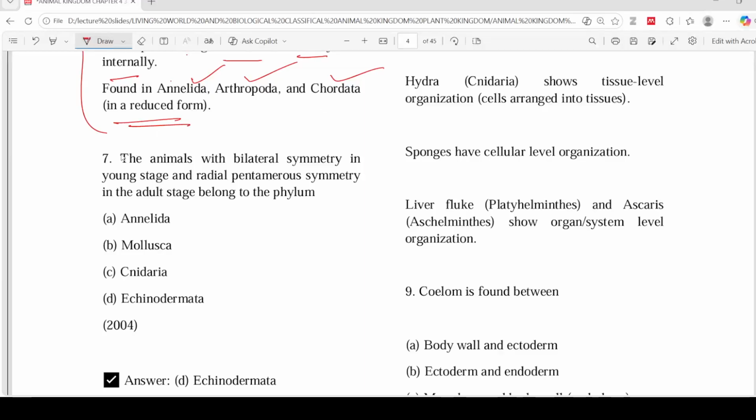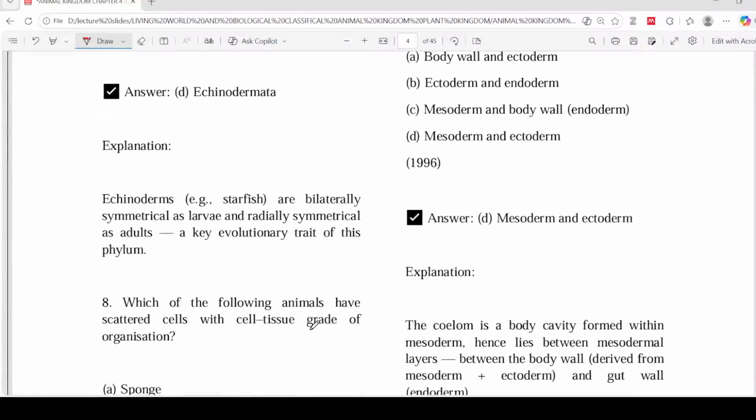Okay, let's move to the next question. Animals with bilateral symmetry in the young stage, but radial pentamerous symmetry in the adult stage, belong to the phylum. So the correct answer will definitely be Echinodermata. Explanation for this question: the correct answer is Echinodermata.